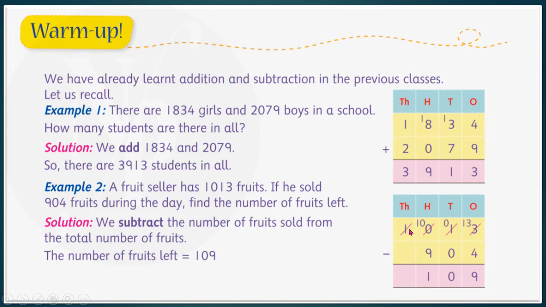We will regroup now. We will borrow from the neighboring digit, where we have 1000 here. We will borrow 1000 to the hundreds column, which becomes 10 hundreds, and subtracting 9 hundreds from 10 hundreds we get 1 hundred. So therefore the difference is 109. The conclusion is the number of fruits left is equal to 109.